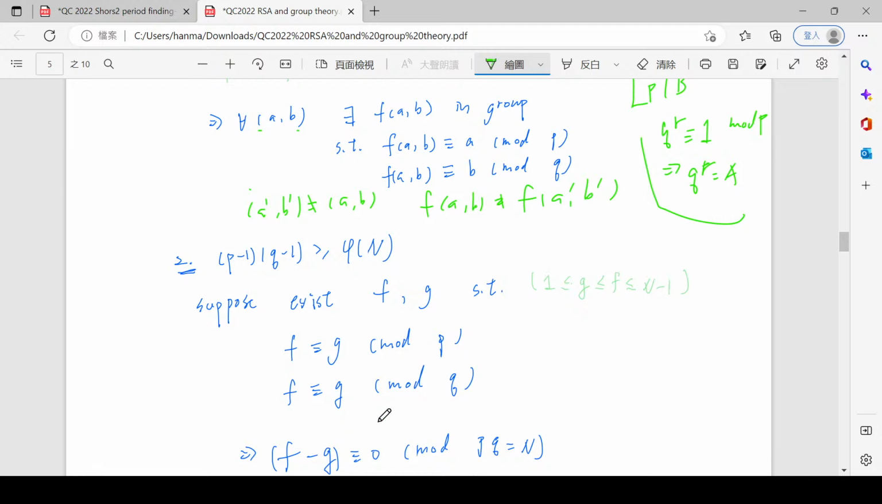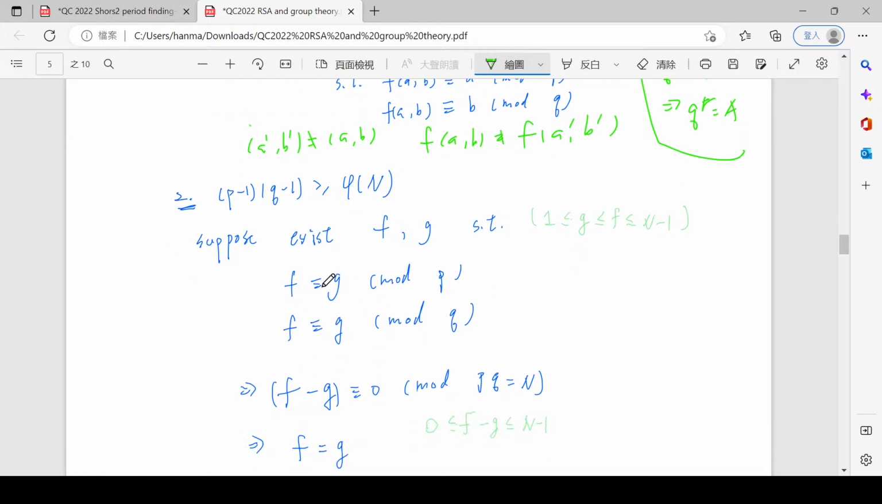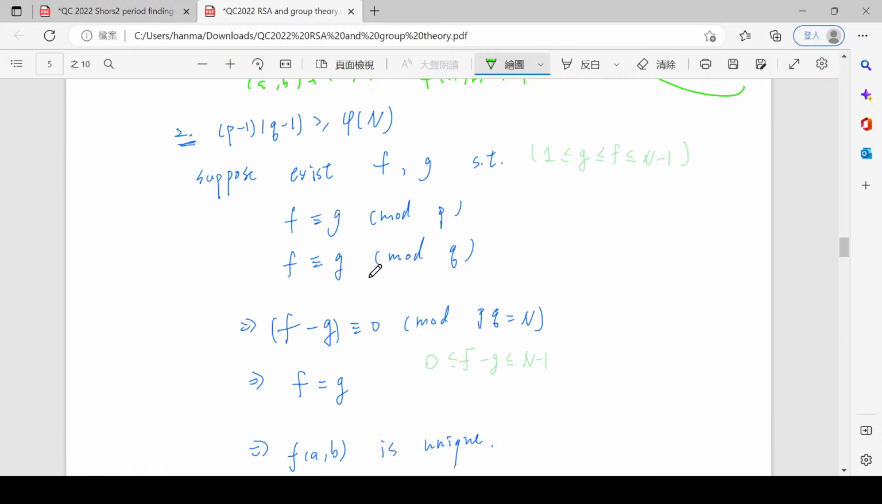And as we say, f and g occupy the same slot. So f equal to g mod p, and f equal to g mod q. Then we think about f minus g. So things actually happen in this step. So we think about f minus g.